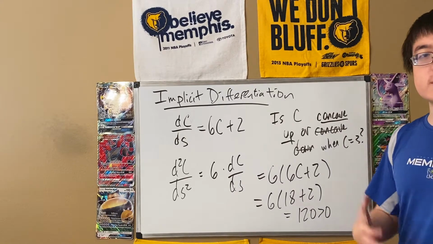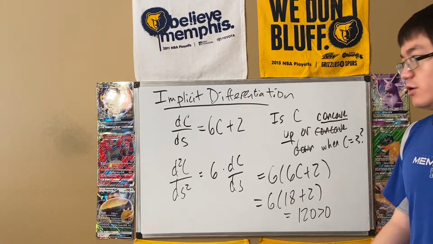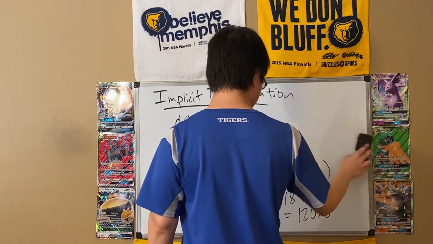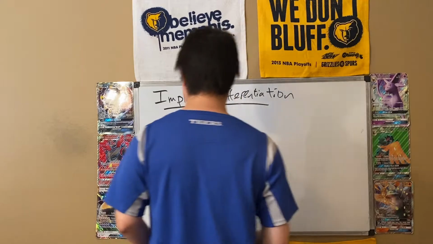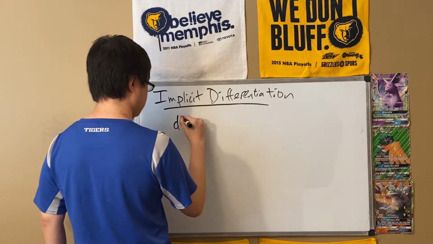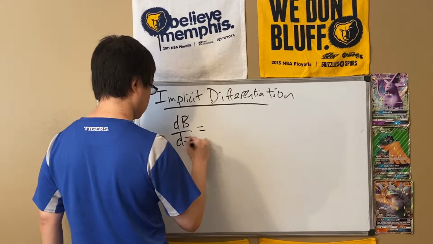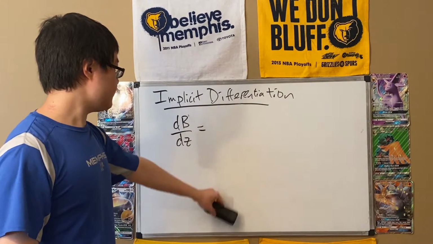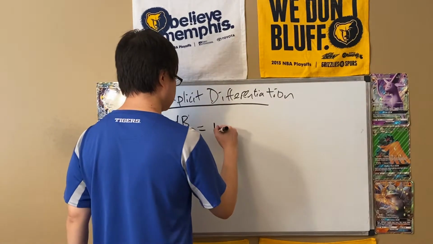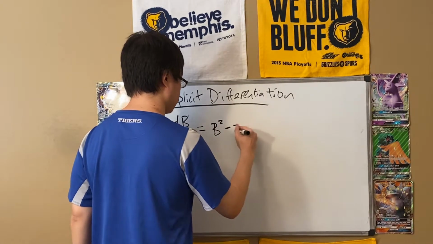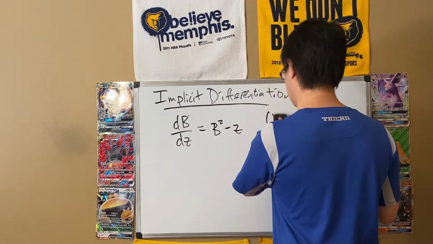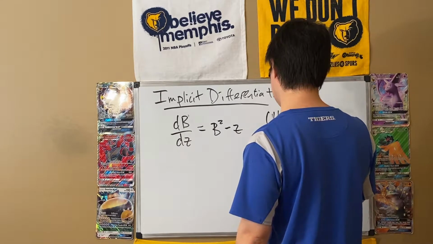So let's do another question involving shapes of curves that is similar to this. Let's say we have an initial point this time. So let's change our variables. Let's have db over dz. Let me think for a second. Let's have b squared minus z. Let's say we have an initial point of 4, comma 2.